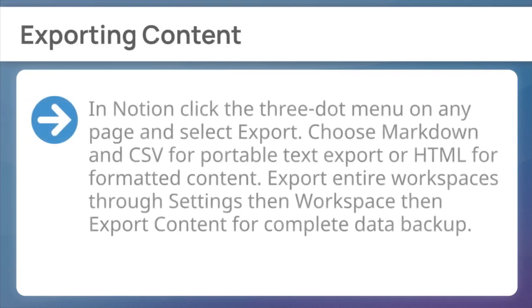Next, exporting content. In Notion, click the three-dot menu on any page and select Export. Choose Markdown and CSV for portable text export, or HTML for formatted content. Export entire workspaces through Settings, then Workspace, then Export Content for complete data backup.